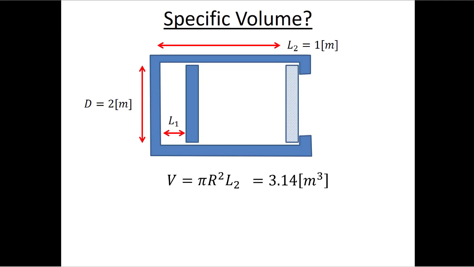But remember, I want to deal with intensive properties in thermodynamics. So now I want to find the specific volume, and this will be the same specific volume for state 2 and state 3 because the piston is in the same position in both cases. So I'll take this volume and divide by the mass. Now my mass is 2 kilograms, so my specific volume at state 2 and state 3 becomes 1.57 meters cubed per kilogram.